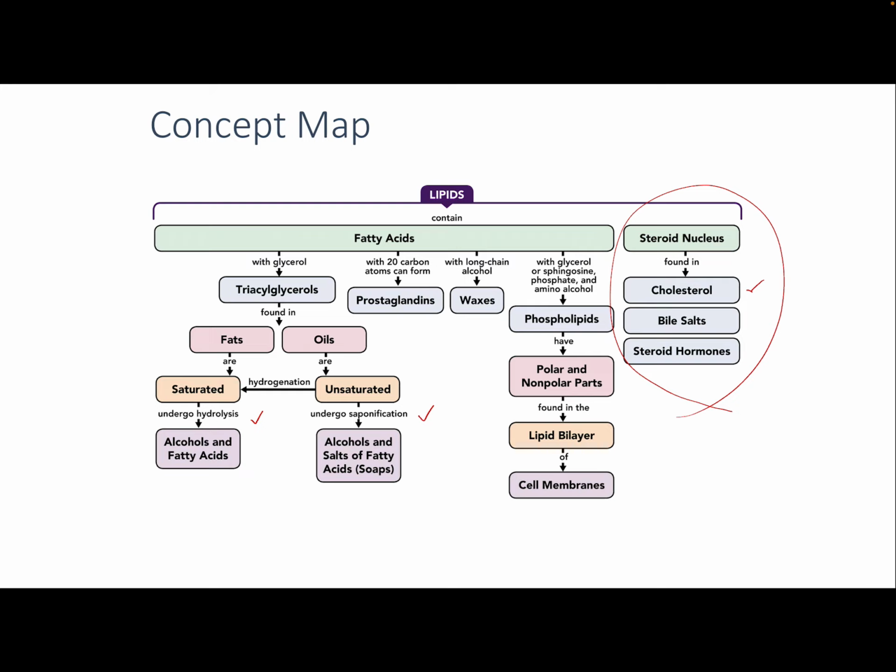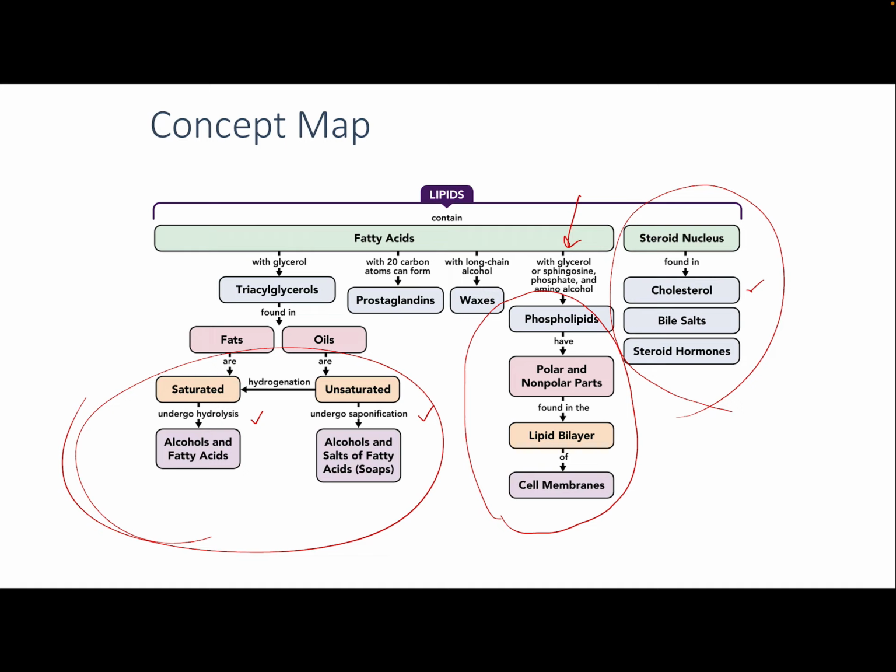That being said, we don't ever really draw hydrolysis or saponification of phospholipids, so you should be good there. Though you could try it; it wouldn't hurt you. You would just get sphingosine instead of glycerol. But just focus on the triglycerides with your reactions.